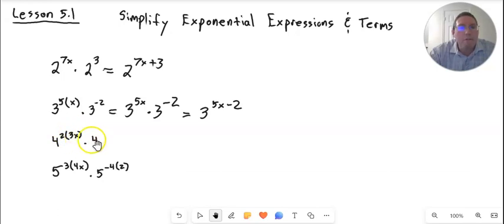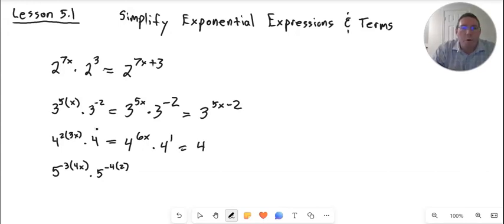And then we have times 4, but there's no exponent on this. Hang on, there is an exponent. Remember, when there is no exponent, the exponent is 1. And so this is the same thing as 4 to the power of 6x times 4 to the power of 1. And so this becomes 4 to the power of 6x plus 1. Okay? We're simplifying exponential expressions.